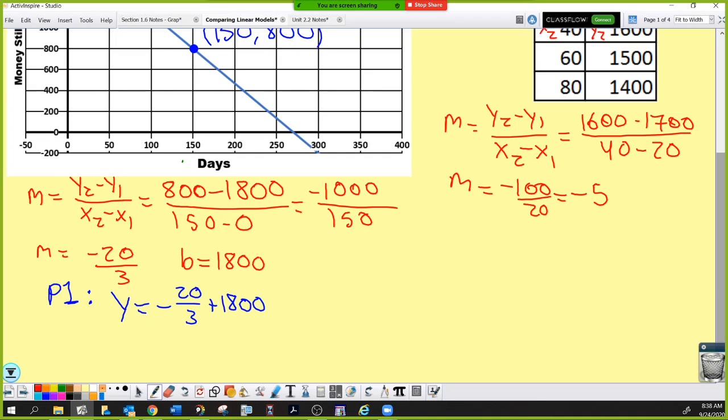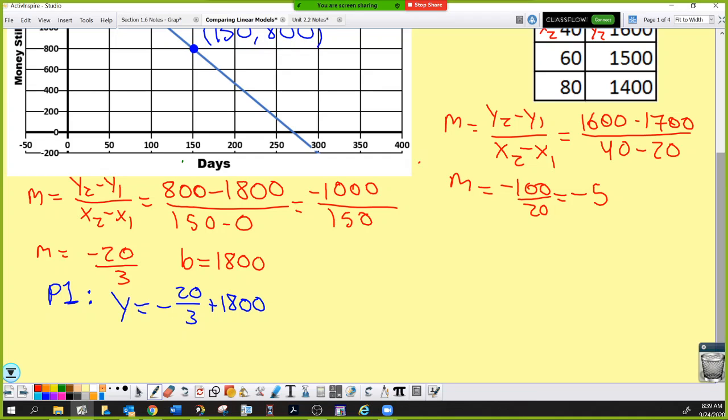But just because they have a faster payoff rate doesn't mean they pay off first. The reason why it doesn't mean that? Because you don't know how much debt person 2 started with, which is their b value. You have to solve for the b value.